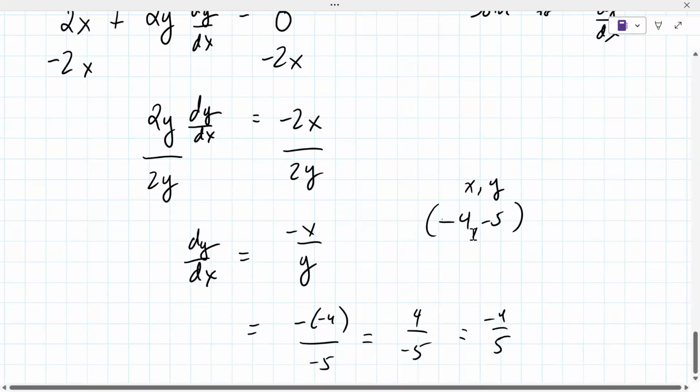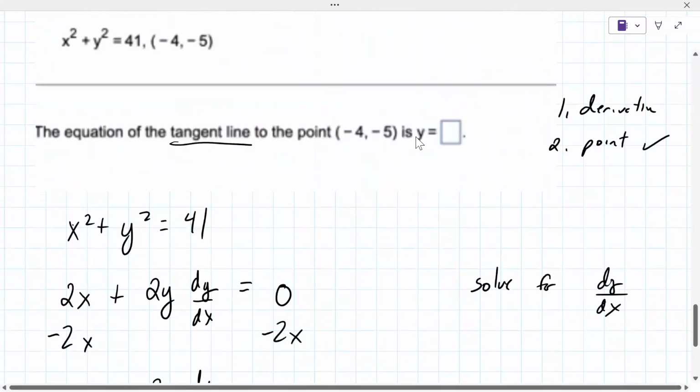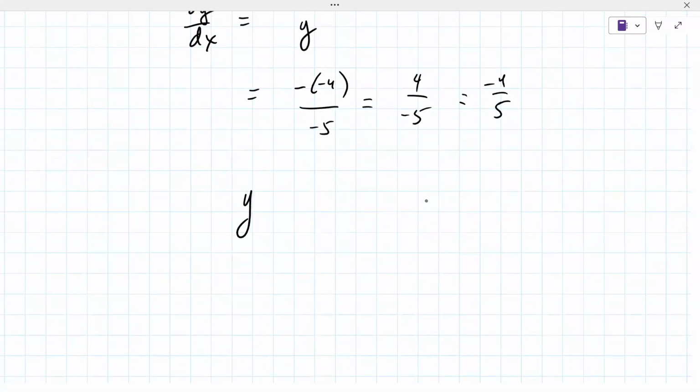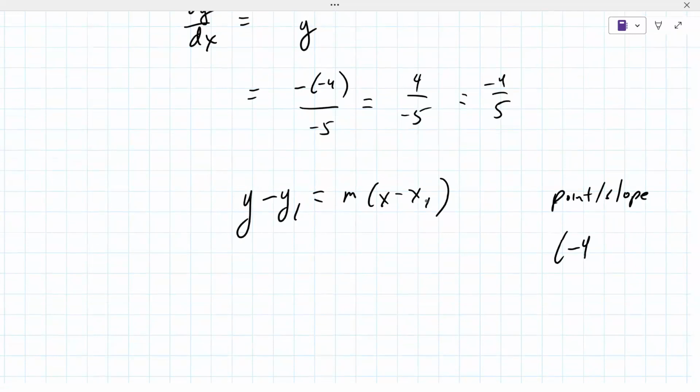Any questions on that? Okay. So now in terms of what to write in here, the best equation of the line to use is y minus y1 equals m times x minus x1. This is called point slope form. And you have a point. Your point is -4, comma -5, and your slope is the derivative, -4/5.